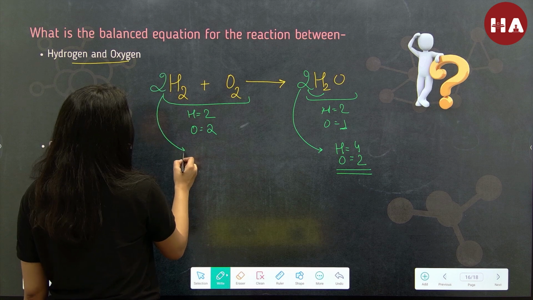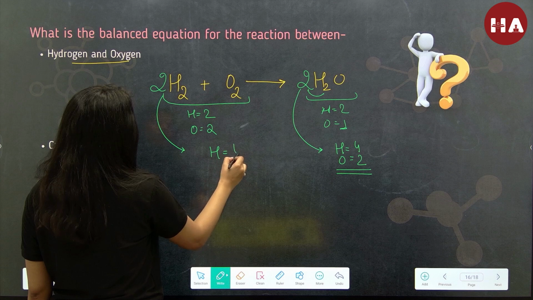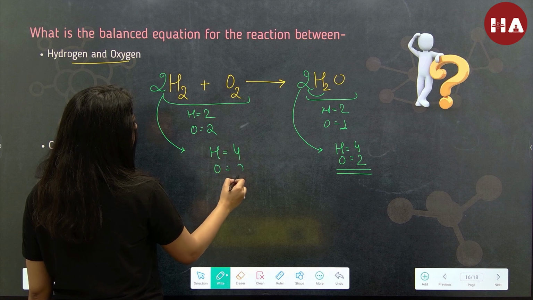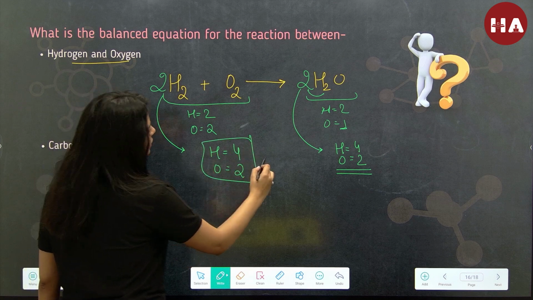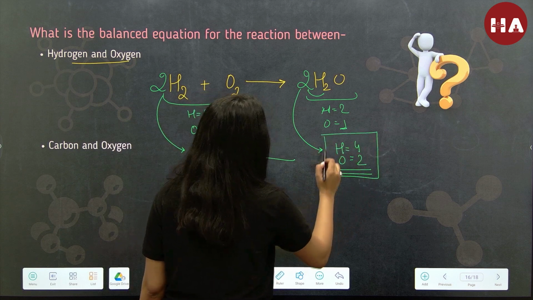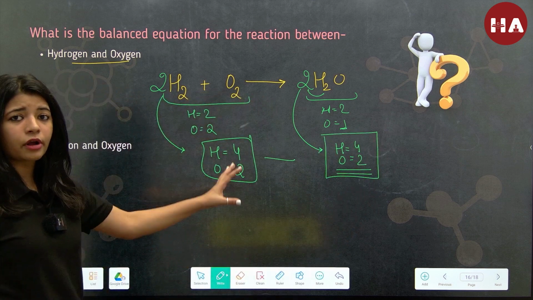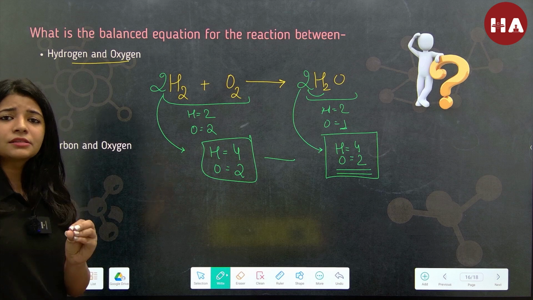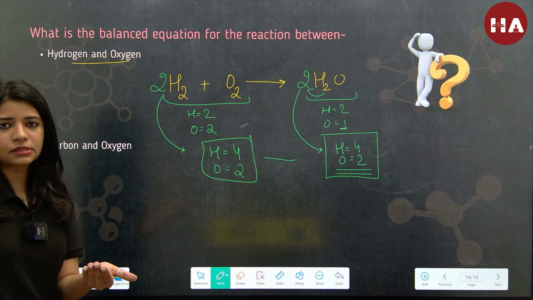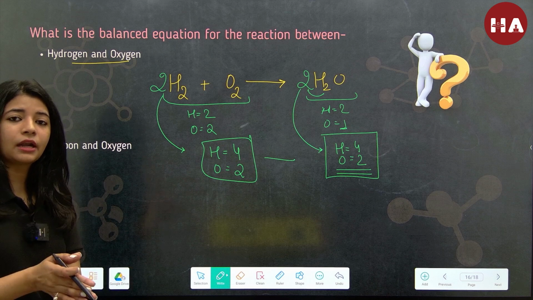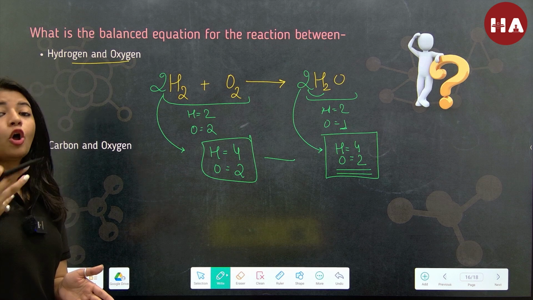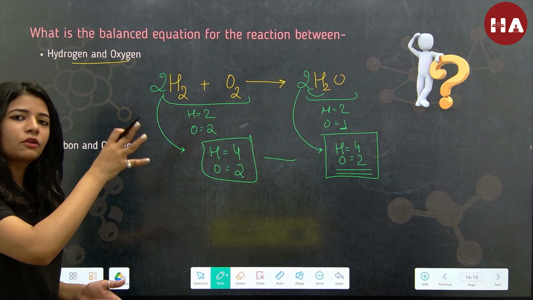Now what is the new state saying? Hydrogen are 4 in number and oxygen is 2 in number. Now you can say that the number of atoms are same in both reactant and product side. Hence I can say that this reaction has now become balanced, because no atom has gained or lost during the process of this reaction.